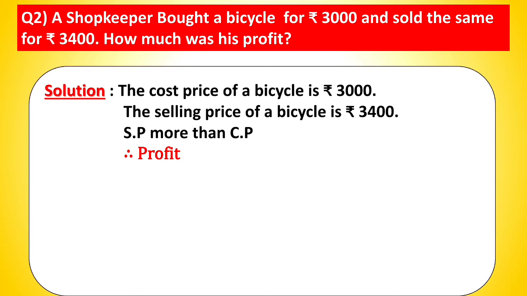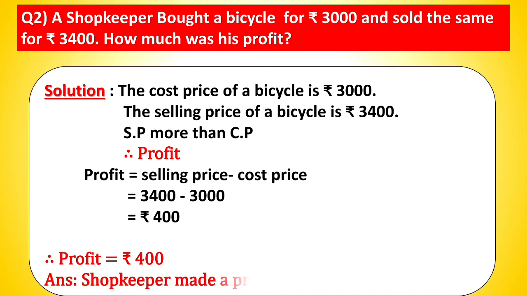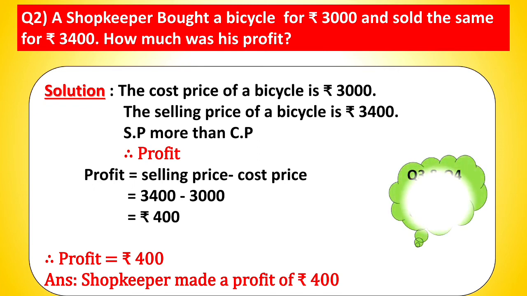We will put the formula for profit. Profit equal to selling price minus cost price. So 3400 minus 3000. Here we get rupees 400. Profit equal to rupees 400. The shopkeeper made a profit of rupees 400. Now children, question number 3 and question number 4 are omitted.